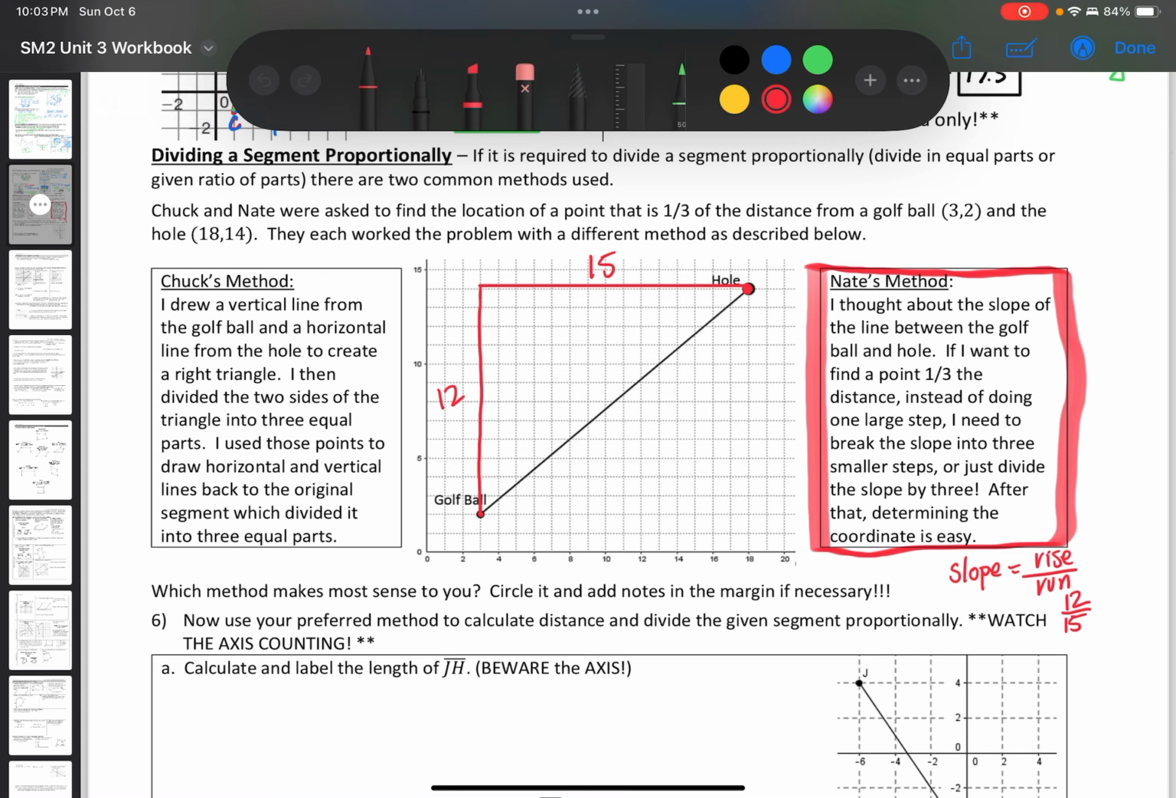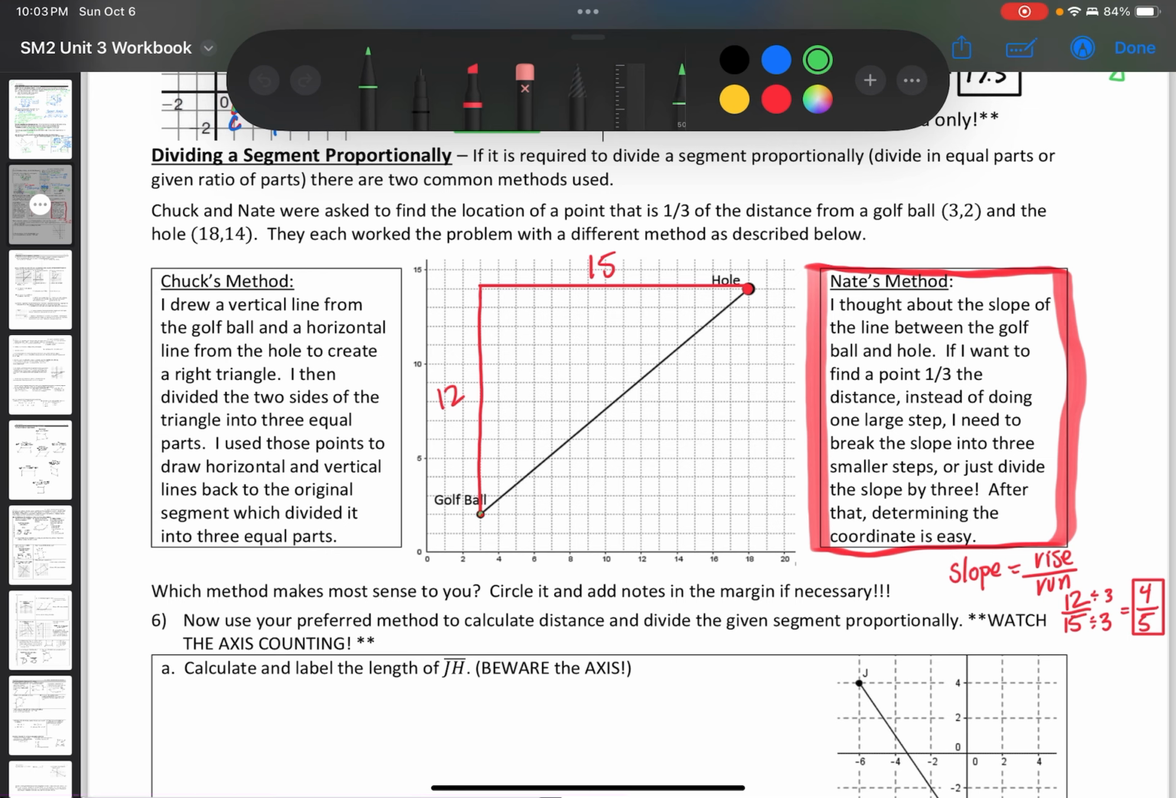Once he finds the slope, if I want to find a point 1/3 the distance, instead of doing one large step, I need to break the slope into 3 smaller steps, or just divide the slope by 3. So he divides the top and the bottom by 3. 12 divided by 3 is 4, and 15 divided by 3 is 5. After determining that, the coordinate is easy.